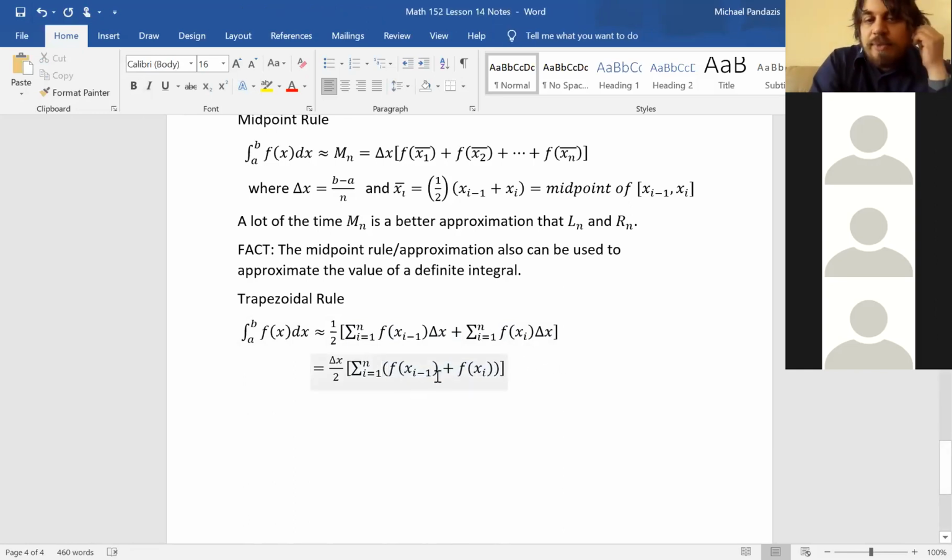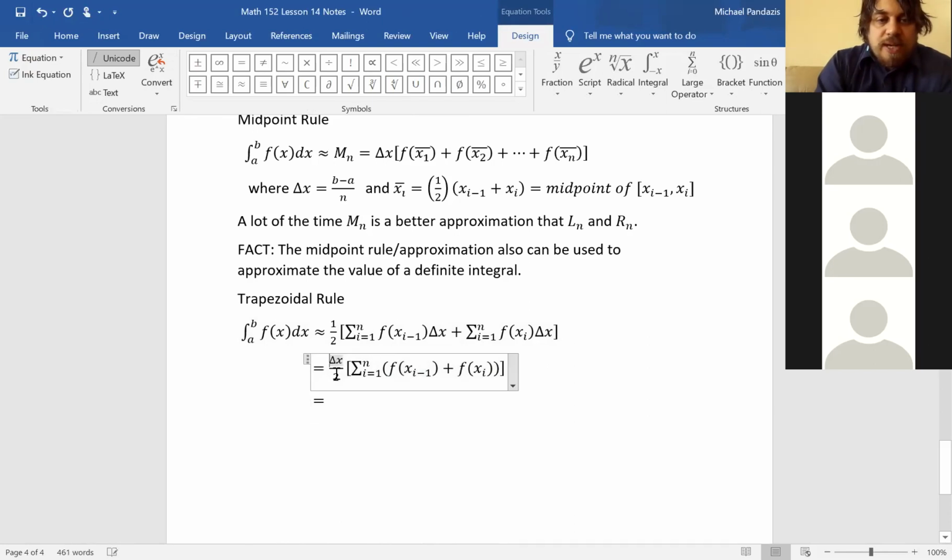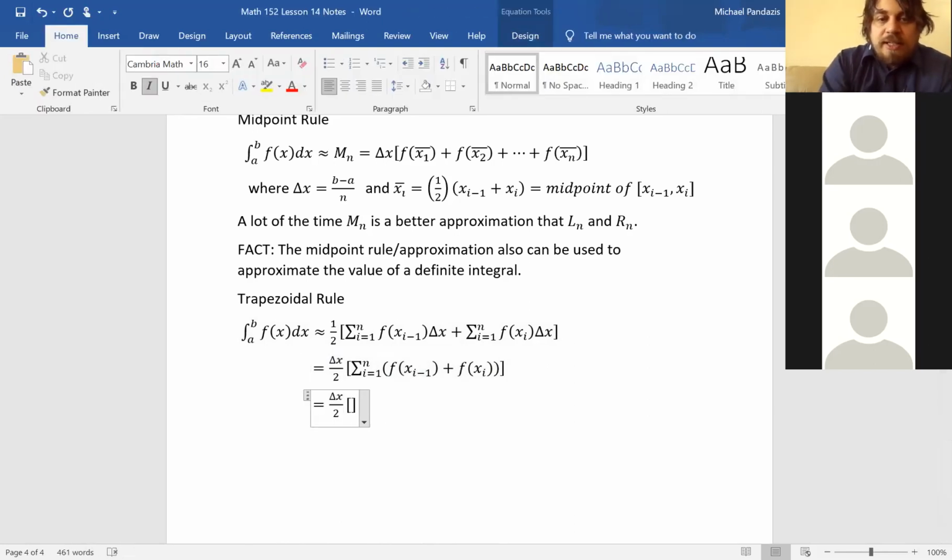If you add up the two, you could then write the sum of two sums as one sum because the indices are the same. So you could say that the sum from i equals 1 to n of f of x sub i minus 1 plus f of x sub i. The delta x's were factored out and moved here. So now we have that's equal to that. And now continuing, we still have this fraction in front. Now inside here, let's see what happens.